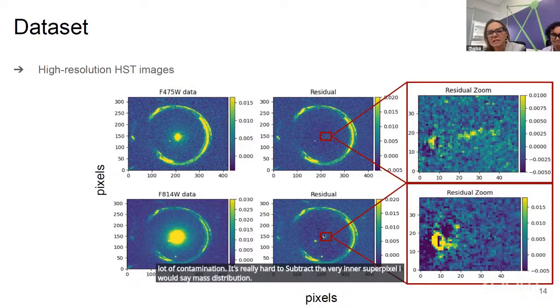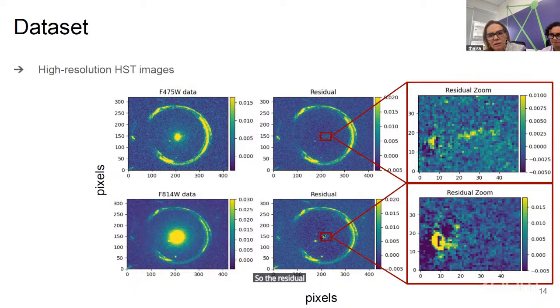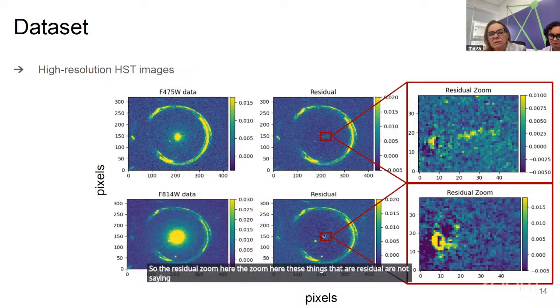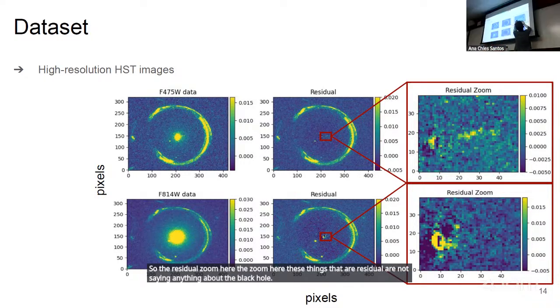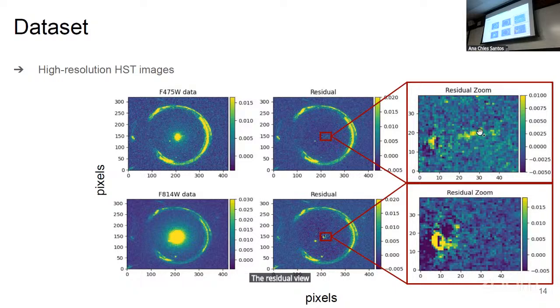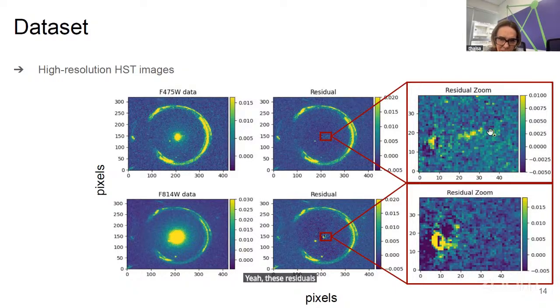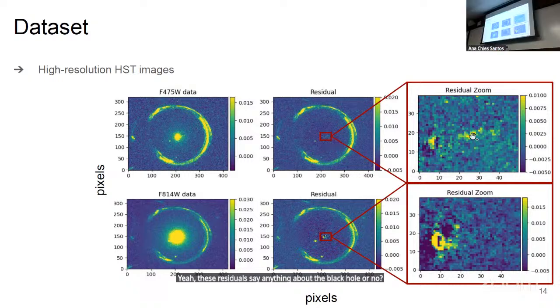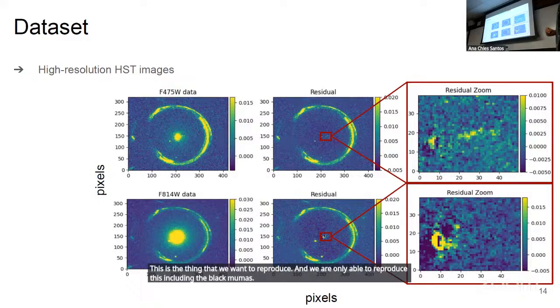So the residual zoom here, these things that are residual are not saying anything about the black hole? The residual right here. Yeah. These residuals say anything about the black hole or no? Residuals are constraining or helping to constrain the black hole mass. Okay. This is the thing that we want to reproduce, and we are only able to reproduce this, including the black hole mass. Okay, thank you.